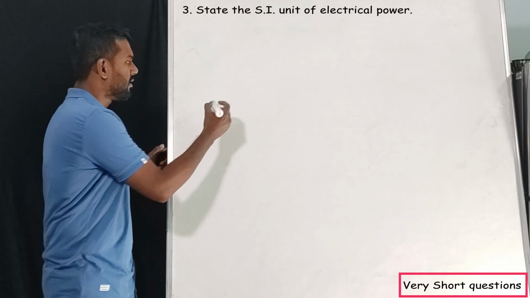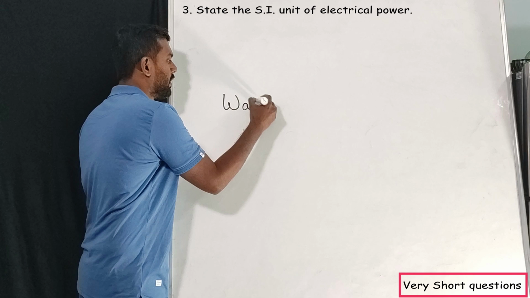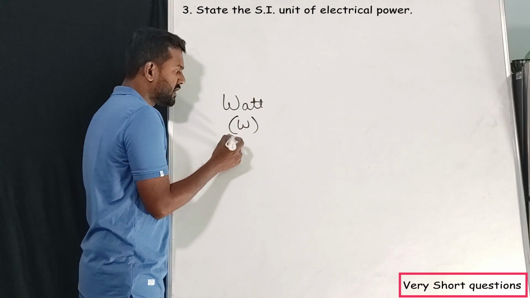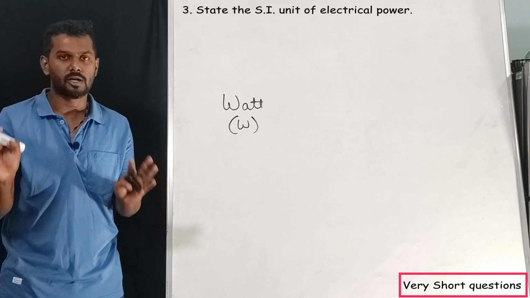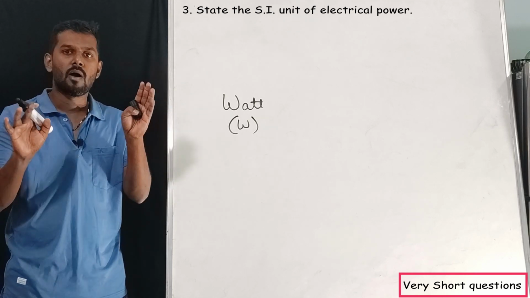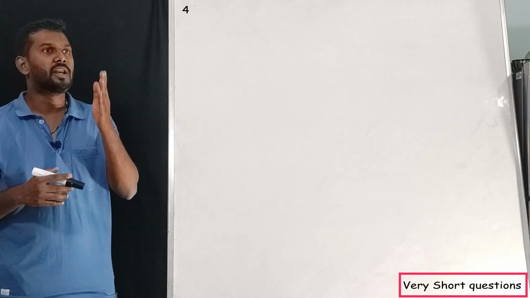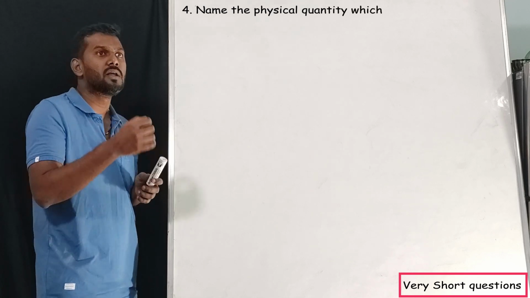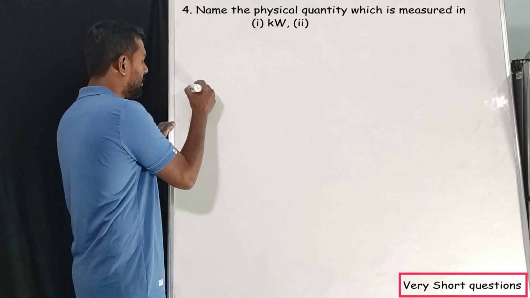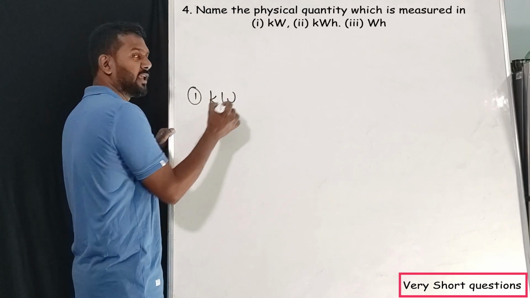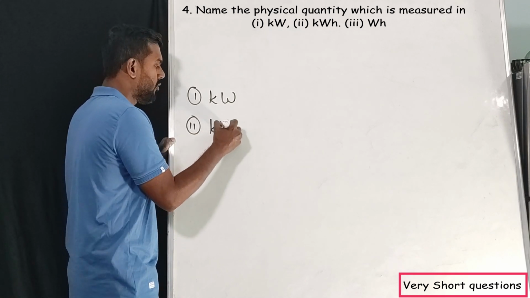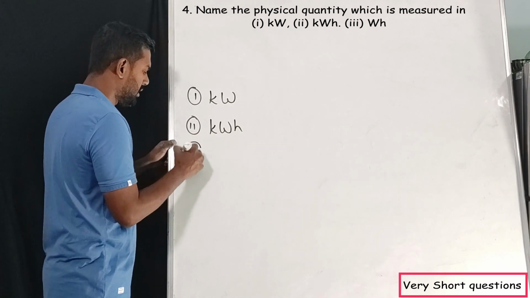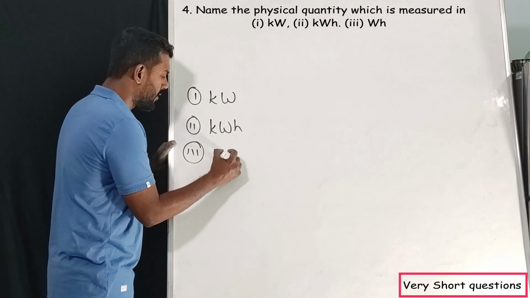Our next question, state the SI unit of electrical power. That is nothing but watt. Okay, in the numerical we'll use just W, capital W. This is the SI unit of power. Our next question, name the physical quantity which is measured in kilowatt. Okay, first one they have given kilowatt, second one they have given kilowatt hour, third one watt hour.